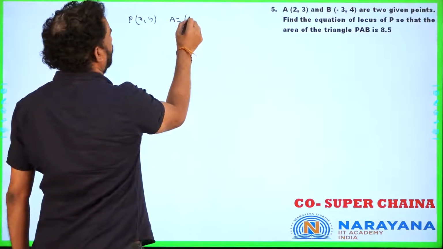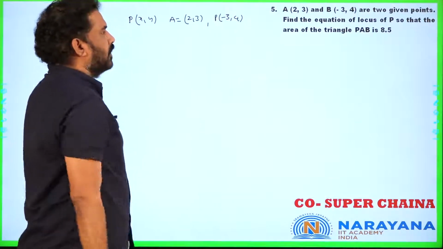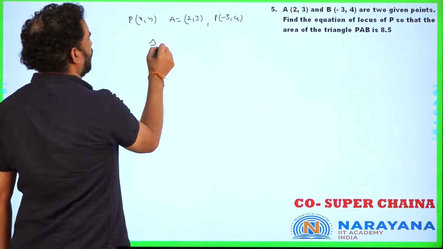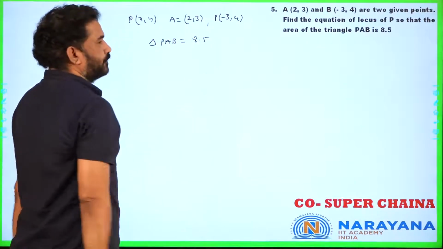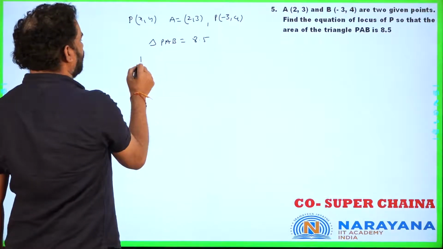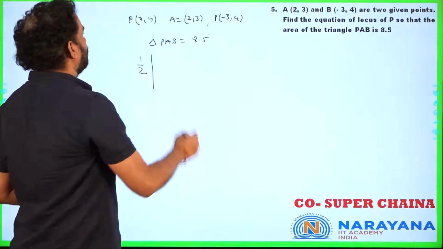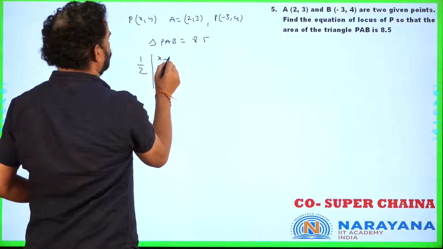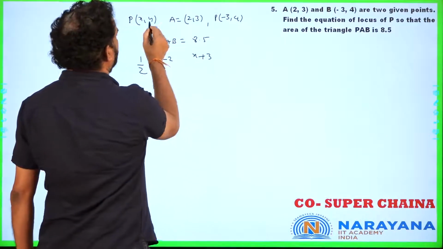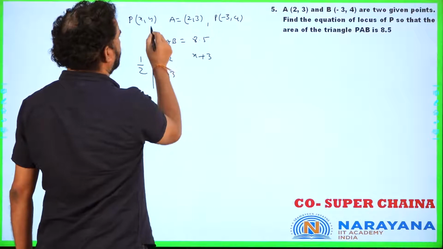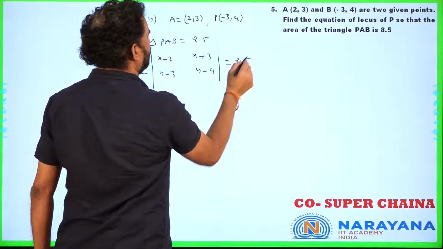A is (2, 3), B is (-3, 4). The given area of triangle PAB is 8.5. So what is the area of the triangle? Half into the determinant. In the coordinate system, you learned the area of the triangle: (x - 2), (x + 3), (y - 3), (y - 4) is equal to 8.5.